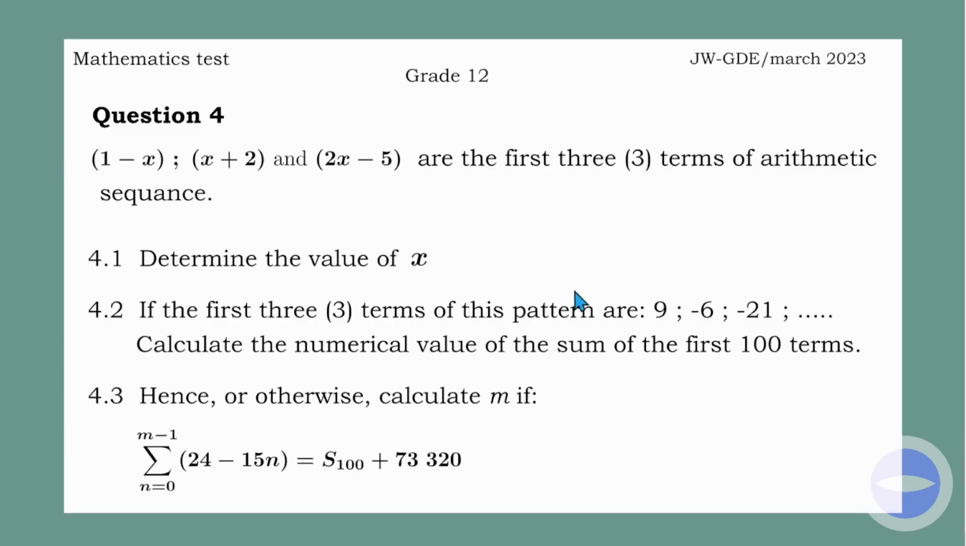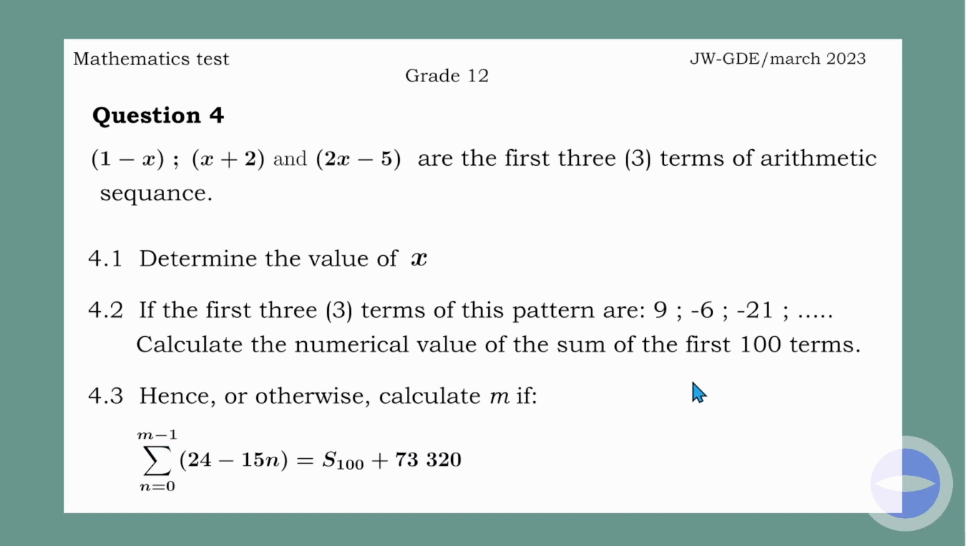Then going to number 4.3. 4.3 says, hence or otherwise, calculate m if the sum of 24 minus 15n is equal to the sum of the 100 terms plus 73,320. So here we have to find the sum where the pattern starts at n equals 0, and then ends at n equals m minus 1.